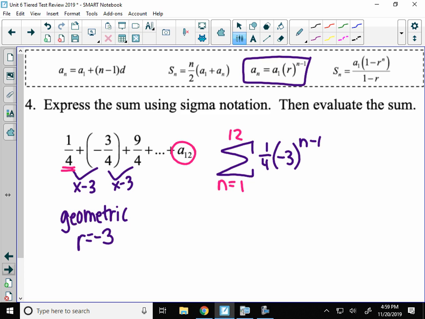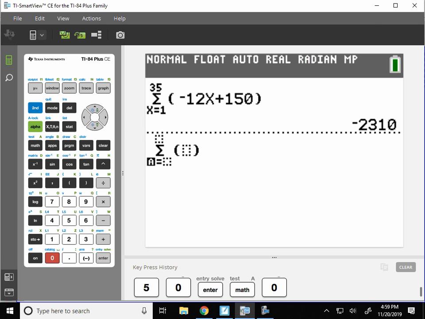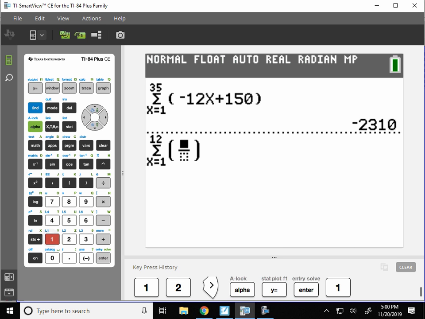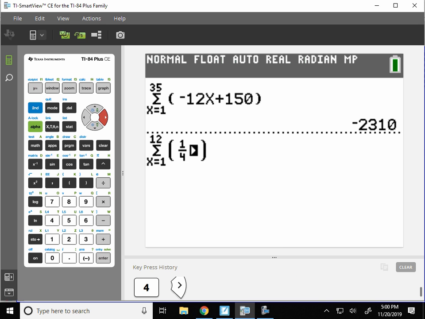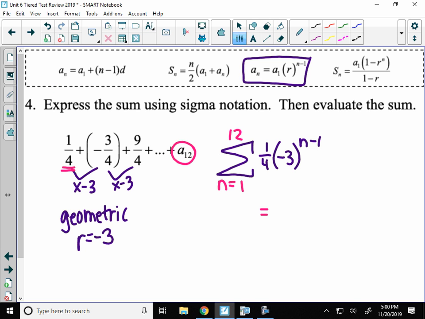So simply, all I have to do now is type that into my calculator. So I'll do math 0. We're adding from the first term to the 12th. Now just be careful typing your formula. You are welcome to use 0.25 instead of typing the fraction 1/4. Make sure you put the r that's negative in parentheses, and then x minus 1. And there you go, negative 33,250. And that's what we're looking for.